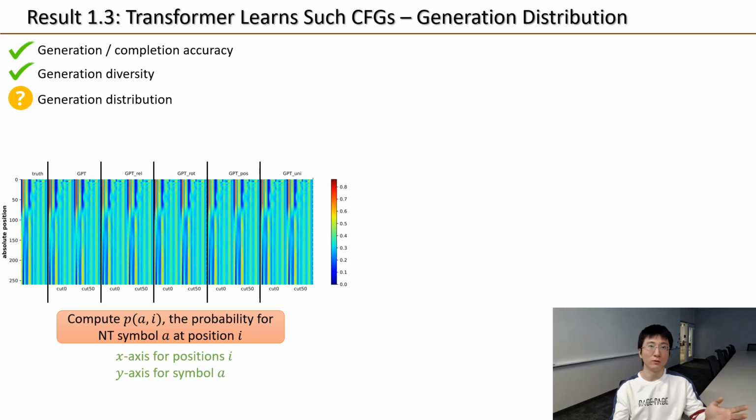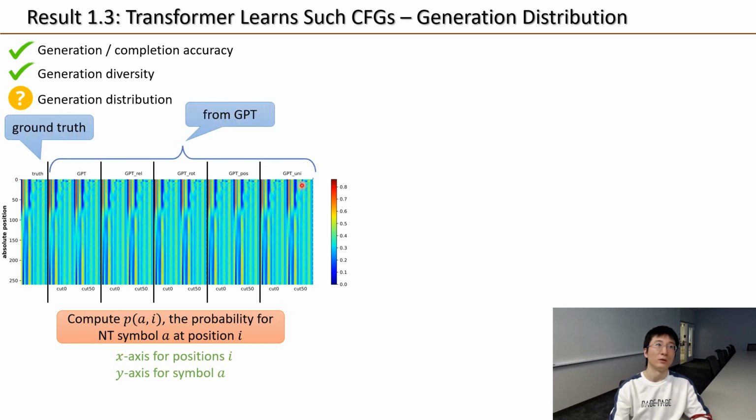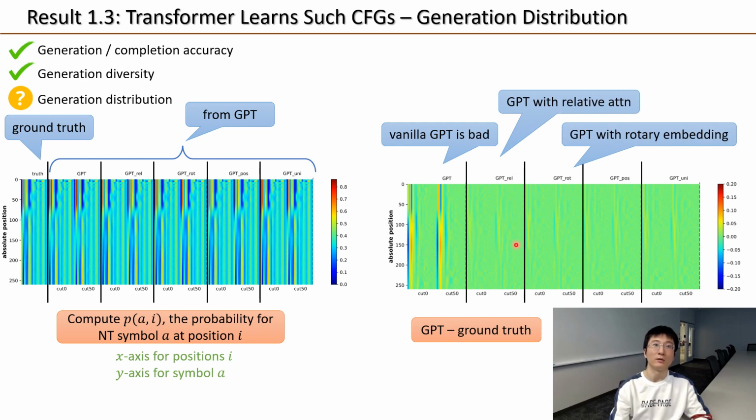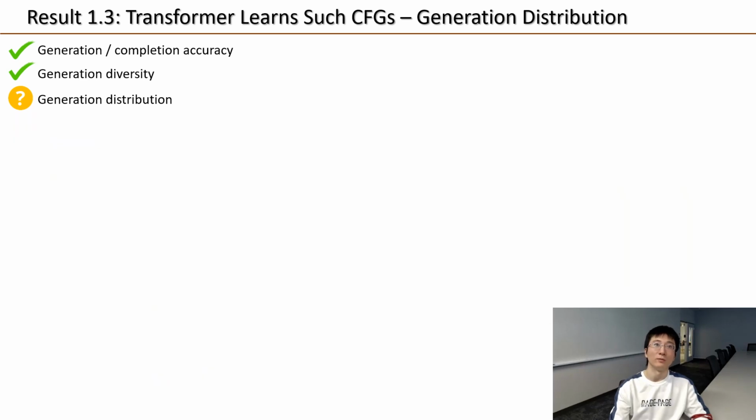For instance, how about just looking at the marginal distribution? We can compute P_{A,i} to be the probability of the symbol A sitting at position i. Not only do we look at the terminal symbols, but even for non-terminal symbols, what's the probability of that being at position i after parsing? We can calculate the distributional patterns; this is the ground truth, and those are the distributions from the output of the GPT, and we can subtract them to see the difference. From here, we see that once again, if you use the vanilla GPT with absolute positional embedding, then the difference is much bigger. But if you use relative attention or rotary embeddings, then the difference is much closer to 0, and so on. That is our finding from just looking at the marginal distribution.